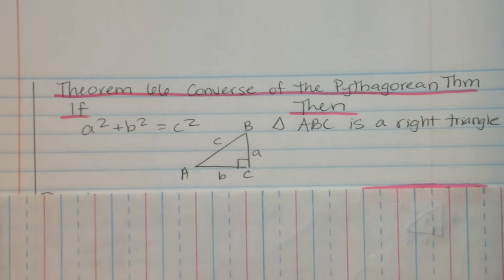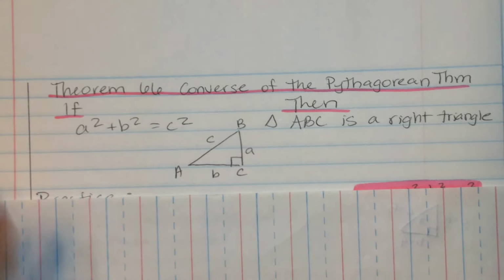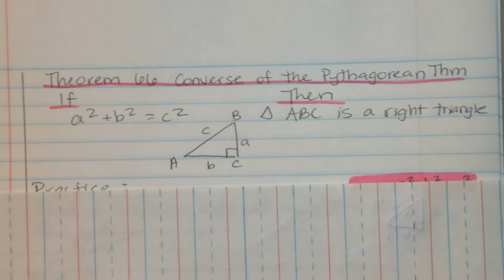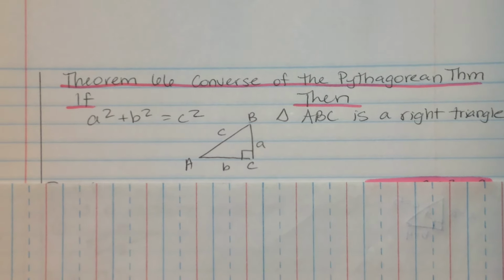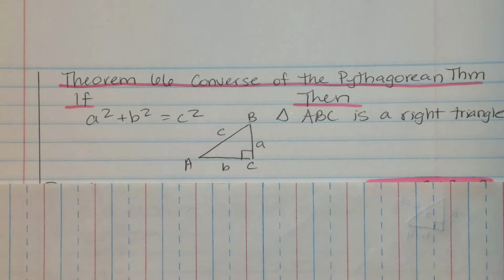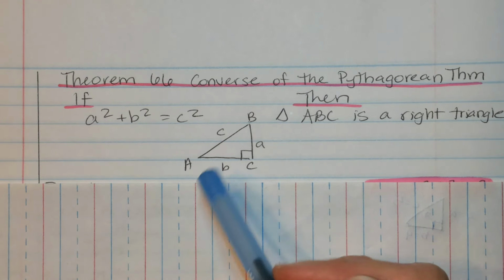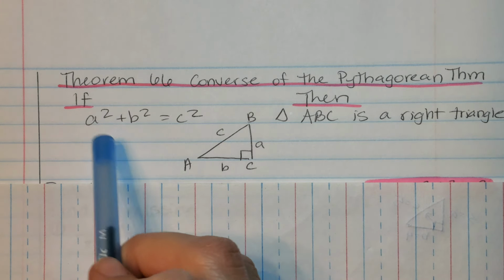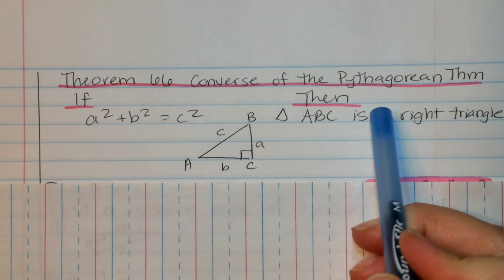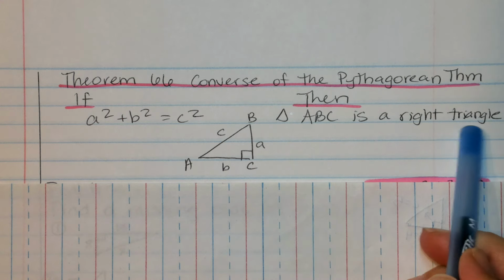Okay. Here's the converse of the Pythagorean theorem. It's pretty short, but pause if you need to copy that down. So what it says is it's backwards, basically. If a squared plus b squared equals c squared, then triangle ABC is a right triangle.